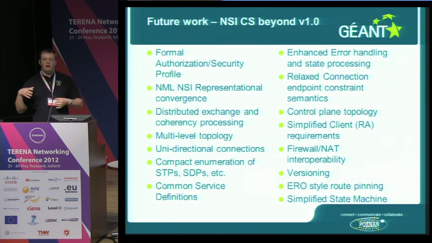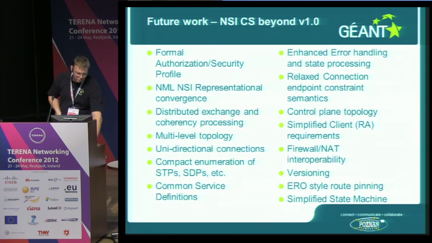So if something goes wrong, we need to know how to behave to get rid of the problem, or to solve it, and to deliver the circuit to the users. We need to work on the firewall and NAT interoperability, so as to assure that the communication between the NSA agents is always possible, and many, many more. There are a lot of things that we know need to be done, but we need to prioritize them.